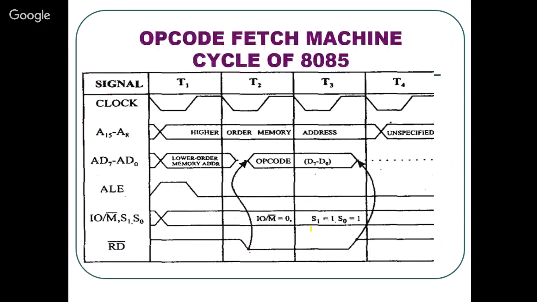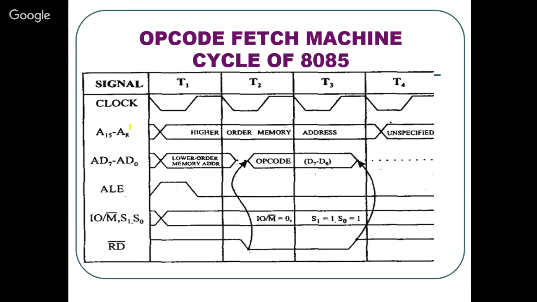This is the basic diagram of the opcode fetch machine cycle. If we are able to understand one operation, one timing diagram, then we will be able to understand the timing diagram of any instruction cycle of 8085 and for the advanced processors. The opcode fetch machine cycle basically consists of 4 time states. Why 4? I am explaining later.